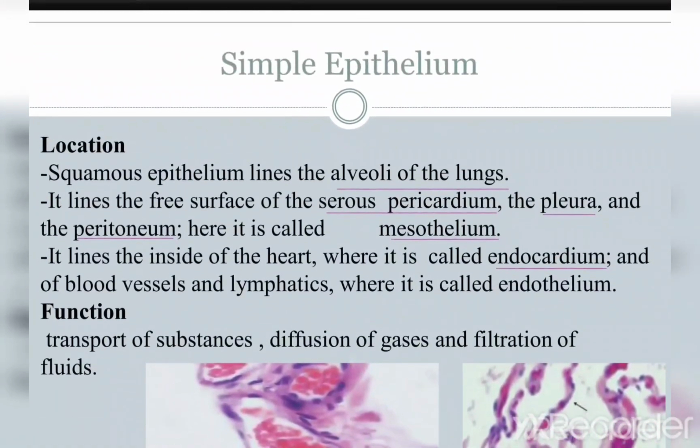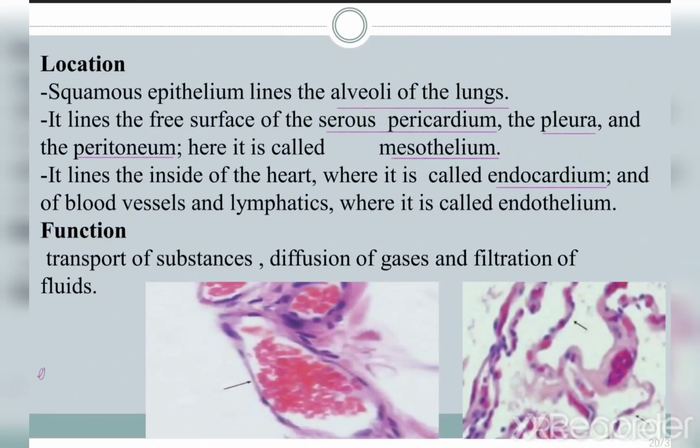In reality, in every organ it is a simple squamous epithelium, but the terminology helps you differentiate location from location. For the blood vessel it is endothelium, a simple squamous epithelium lining. For mesothelium, you have to know it is the simple squamous epithelium which lines the peritoneal and pleural cavities. Regarding their function, it is for transportation.